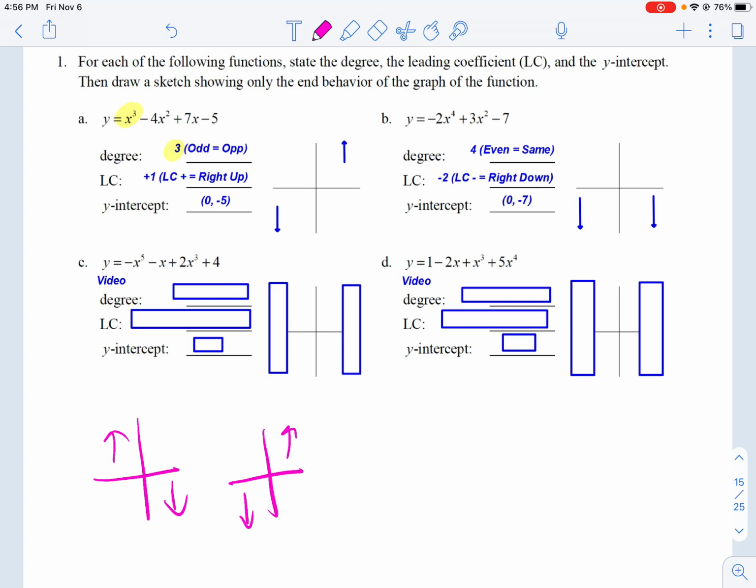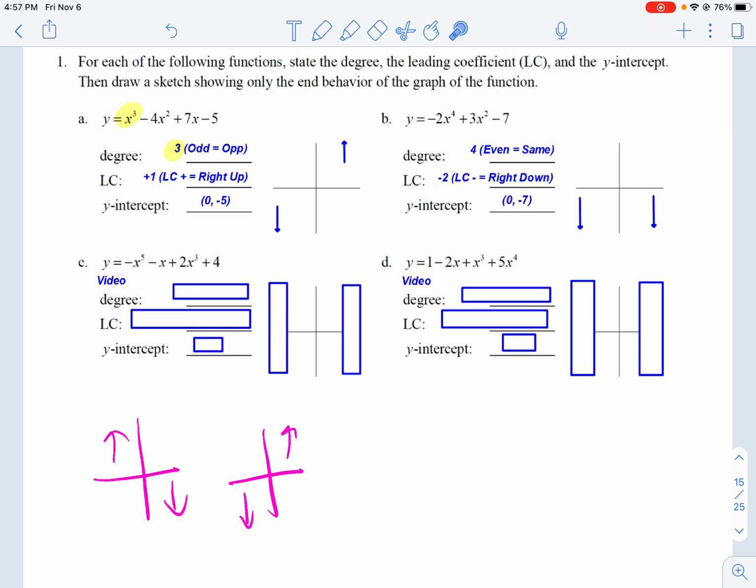So we also need to identify our leading coefficient. Is our leading coefficient positive or negative? In this case, the x cubed has a 1 in front, so it's a positive 1. And so my leading coefficient is positive, and so my sketch increases to the right. If my leading coefficient happens to be negative, then my graph would be on the opposite side like this. Right? Okay.